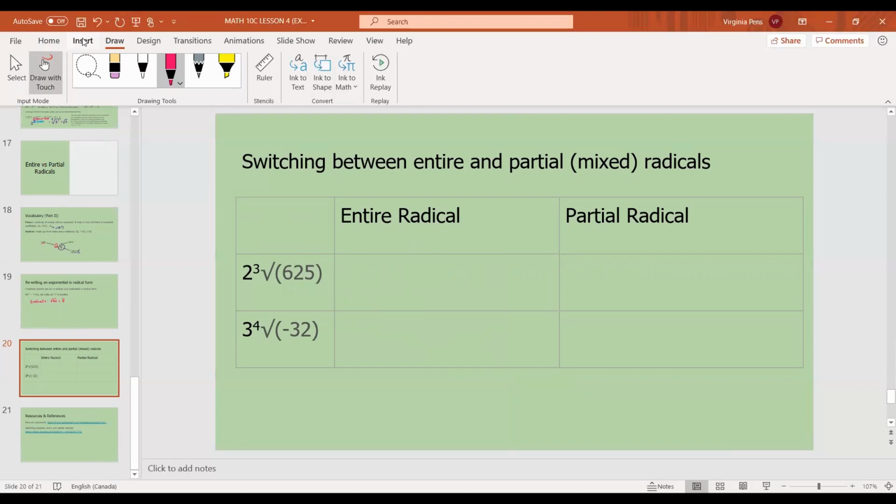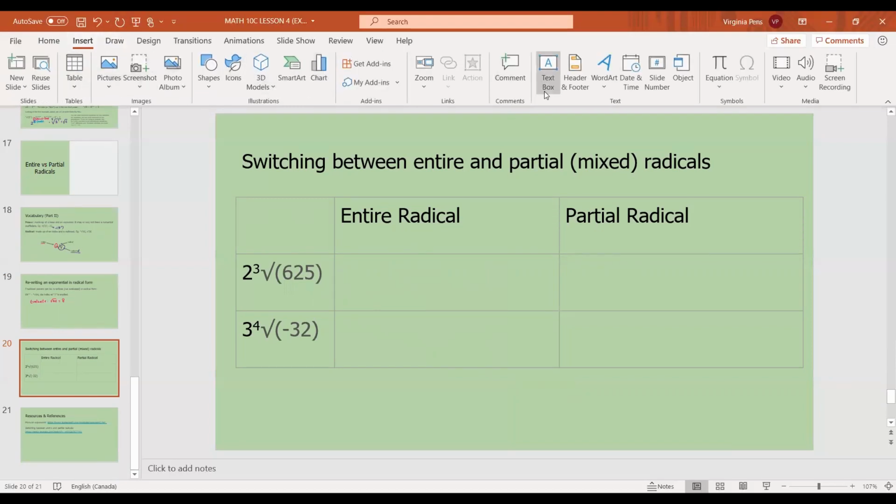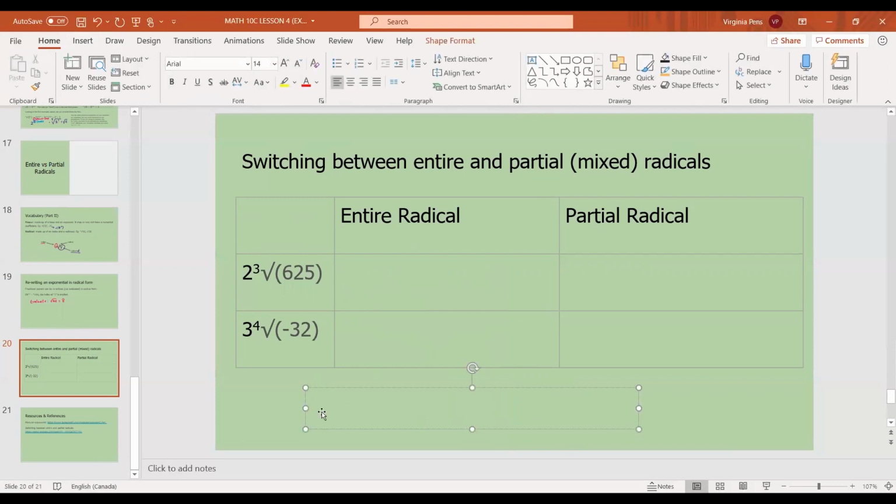Let me add a little blurb to insert a text box. Entire radical. The entire number is written under or inside, sometimes inside the radical sign. Partial radical. All right.